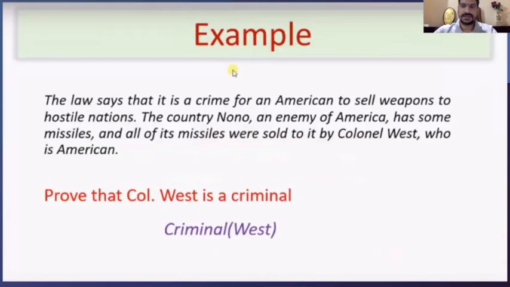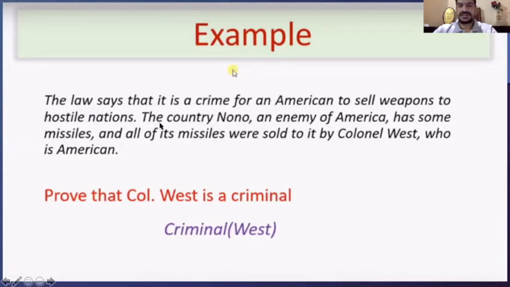So the example is this. The law says that it is a crime for an American to sell weapons to a hostile nation. The first sentence says that in America it is a crime if someone who is an American is selling weapons to a hostile nation.